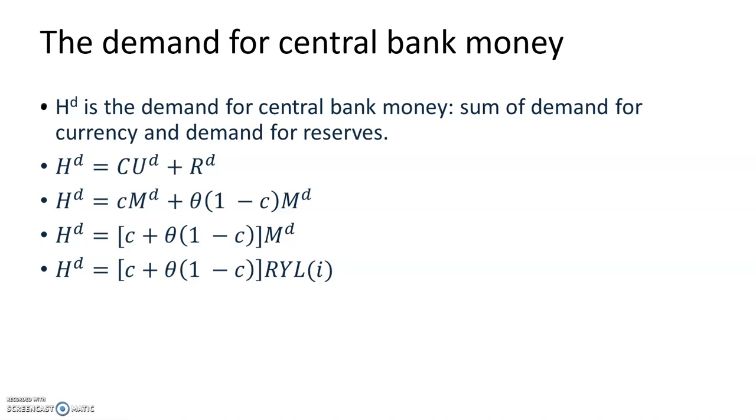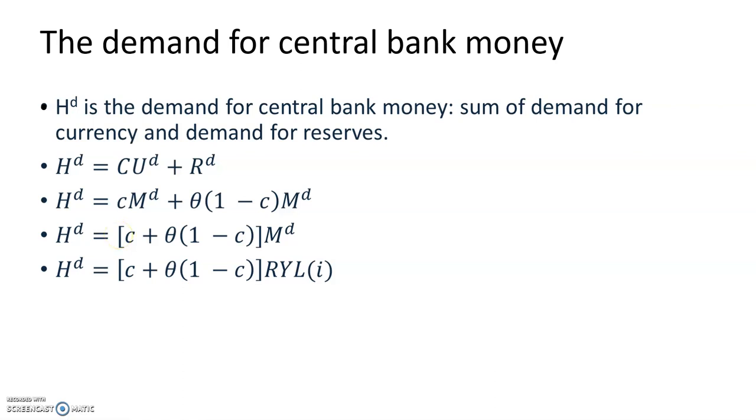The demand for central bank money. Call Hd the demand for central bank money. This demand is equal to the sum of the demand for currency and the demand for reserves, and it is written as Hd is equal to CUd plus Rd. Replace CUd and Rd by the expressions from earlier to get Hd is equal to C times Md plus theta times 1 minus C times Md, which is also equal to Hd is equal to C plus theta times 1 minus C, times Md.